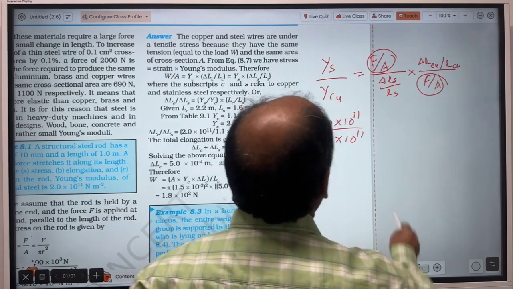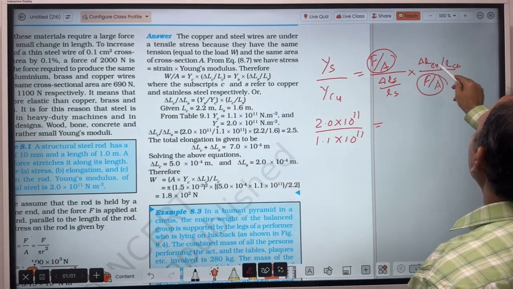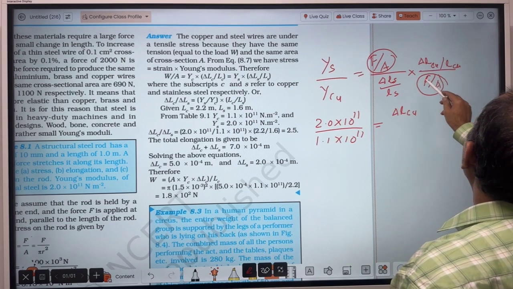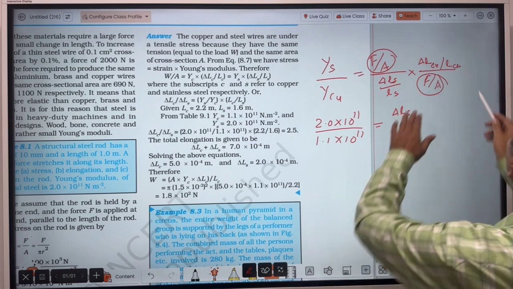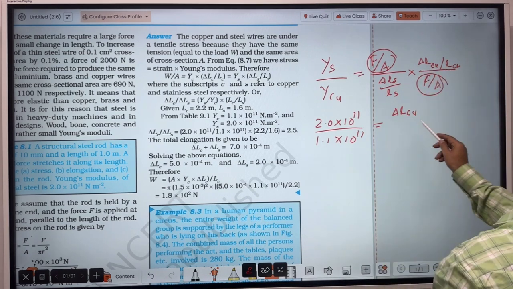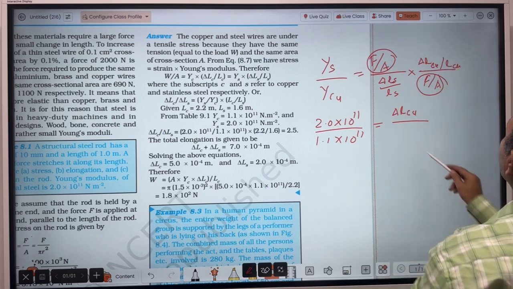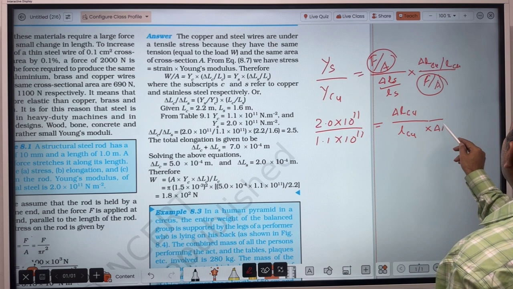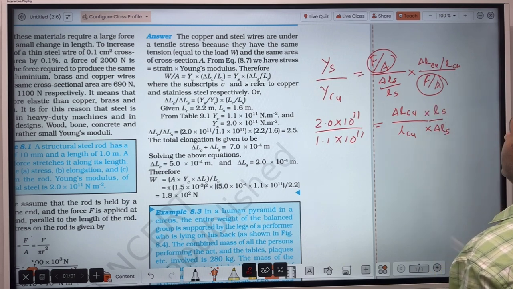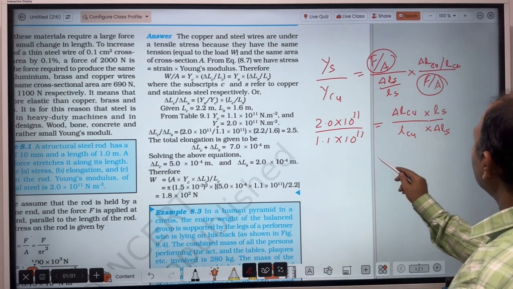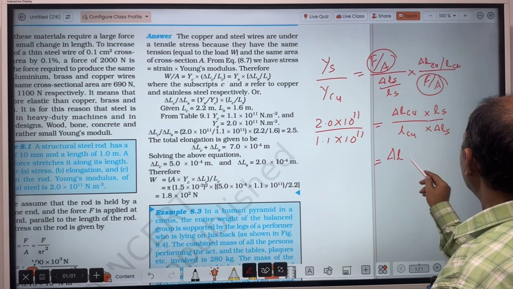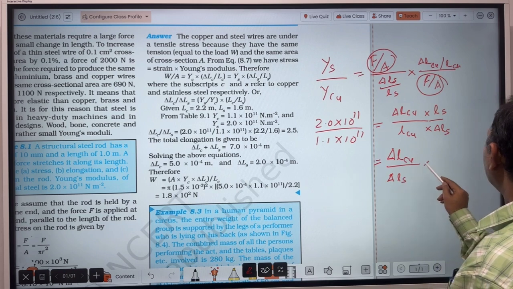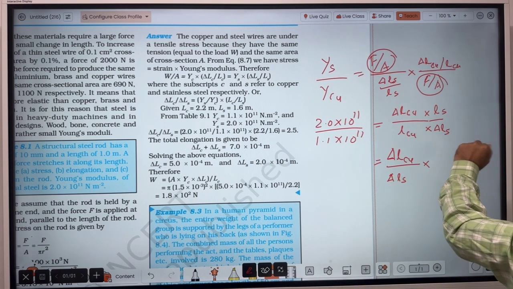So this 20 upon 11 will be left, and here delta L copper, delta L Cu divided by, here we can do one thing, delta L copper will come in the denominator with L copper, and this delta L steel, delta L steel into L steel, right? So here we keep delta L Cu divided by delta L steel intact, and we put the values.